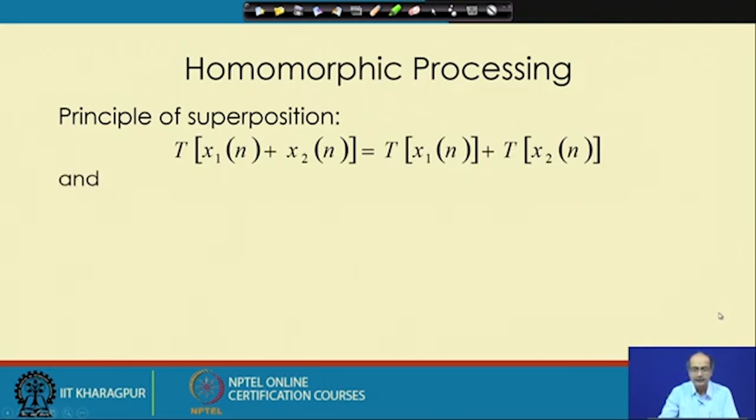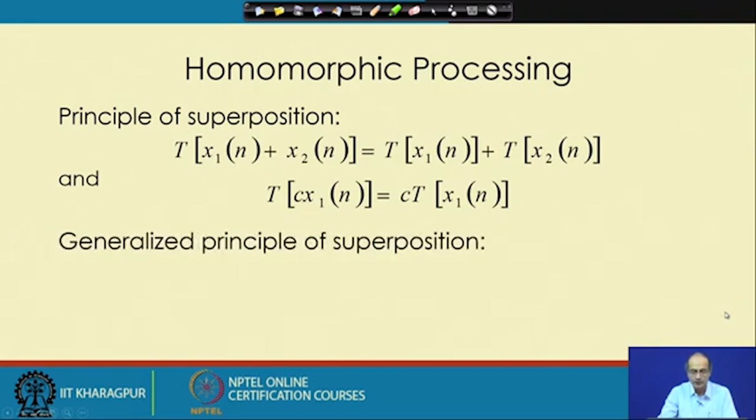Next is the principle where scaling is defined. If we have a scalar c which is multiplied with the input x1 and then the resultant value is transformed, it would be the same as if we take the transform first and scale it up by the scalar c. So, these two together we call the principle of superposition. These two rules are the cornerstone of the linear system.